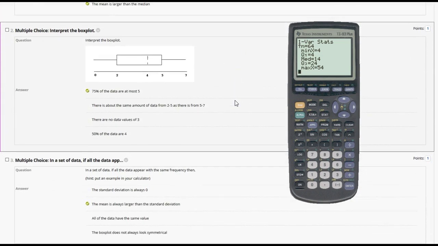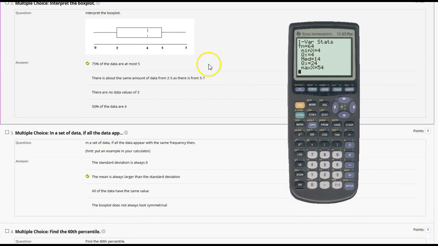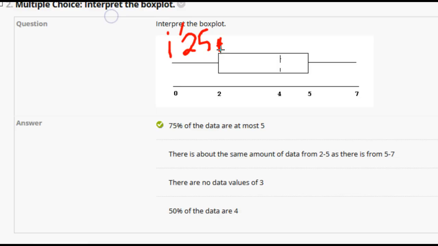Problem number 2 is interpret the box plot. So to do this one, remember that a box plot, each section is 25% of the data. No matter how big or small the whisker is or the box is, each represents 25% of the data. So this is 25, so we'll zoom in. Then that means this is also 25, this is 25, and this is 25% of the data.